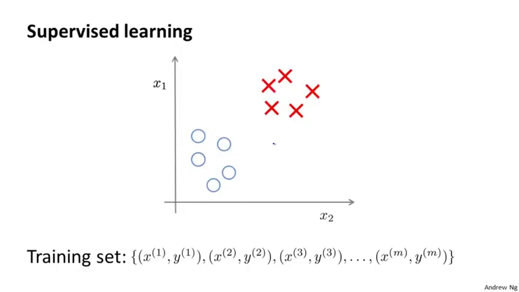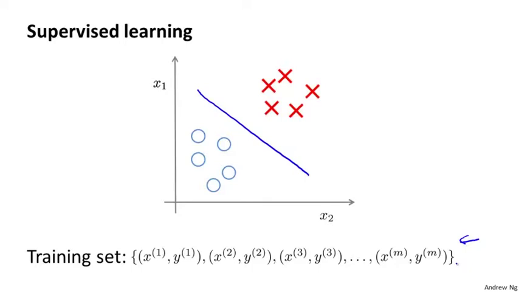I briefly talked about unsupervised learning at the beginning of the class, but it's useful to contrast it with supervised learning. So here's a typical supervised learning problem where we're given a labeled training set and the goal is to find the decision boundary that separates the positive labeled examples and the negative labeled examples. So the supervised learning problem in this case is, given a set of labels, to fit a hypothesis to it.